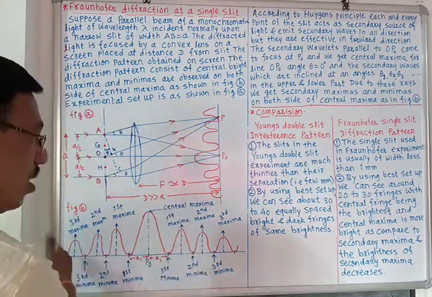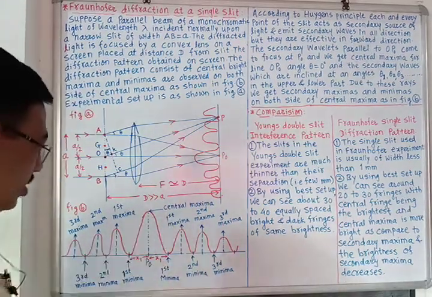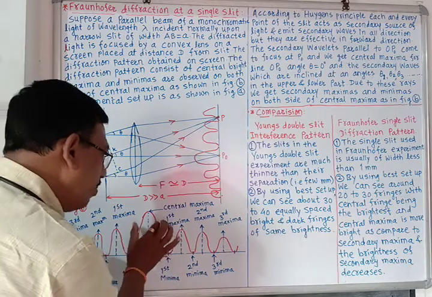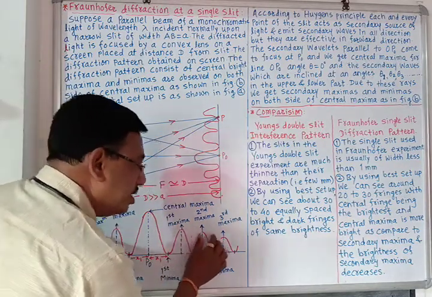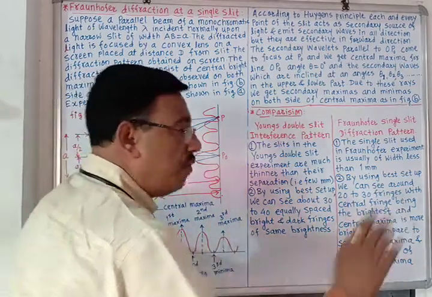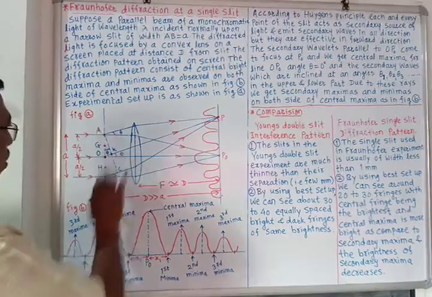So in this way, on both sides of this central maxima, bright, this one is bright, then brightness here slightly decreases, again brightness decreases, again decreases, and goes on fading. Okay, so this one is the picture or figure for you.